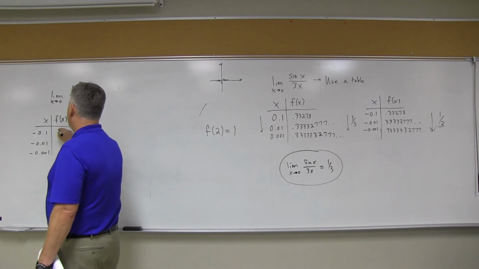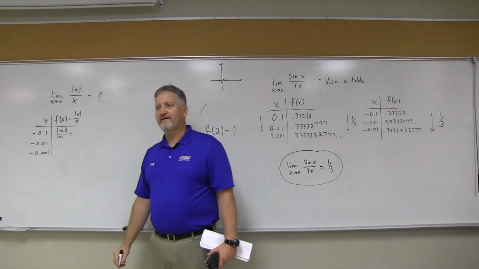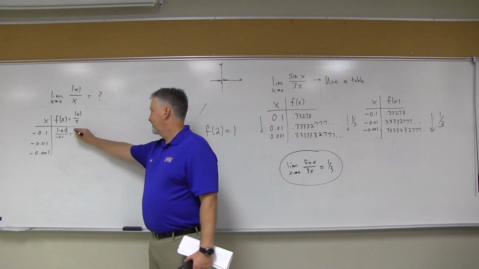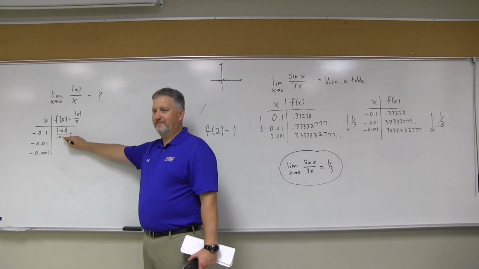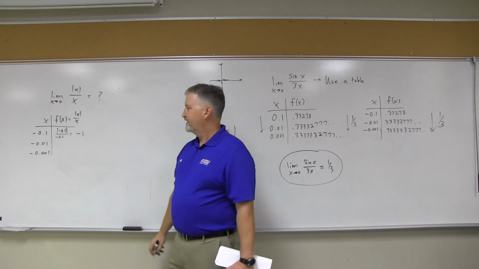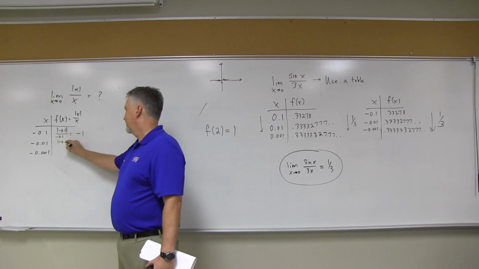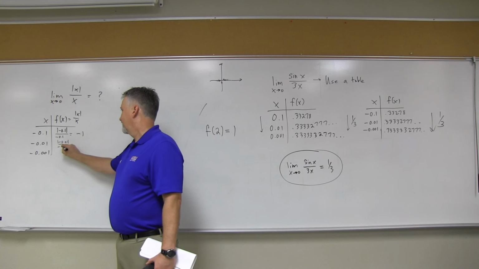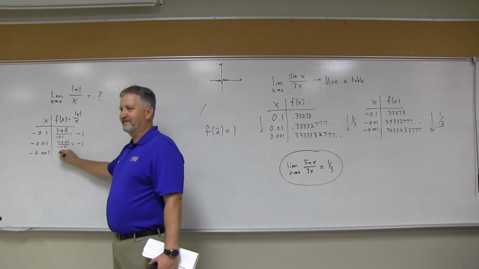It's just the absolute value of x, so it'd be negative 0.01 absolute value, divided by x. What is that going to do? Well, that's going to be positive 0.01 divided by negative 0.01. You got negative 1 there, don't you? What's going to happen here? Same thing. Guess what happens here? Same thing.